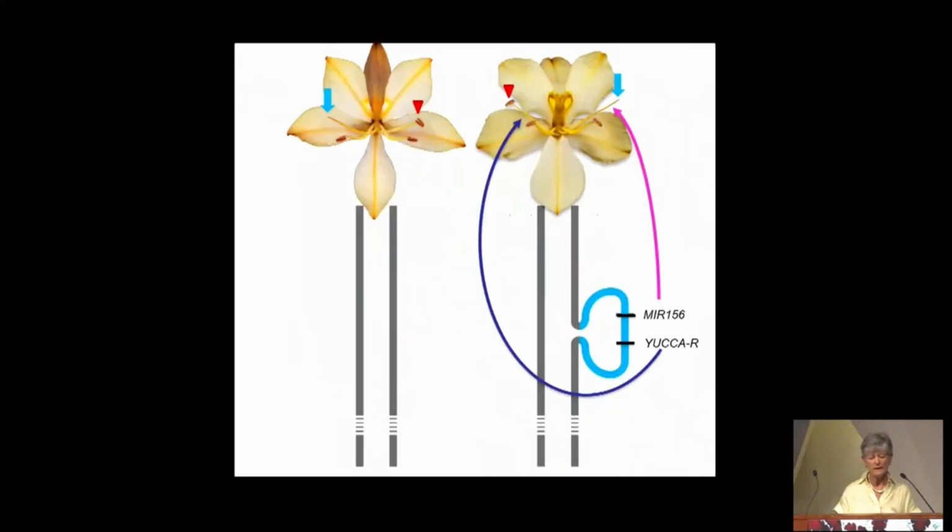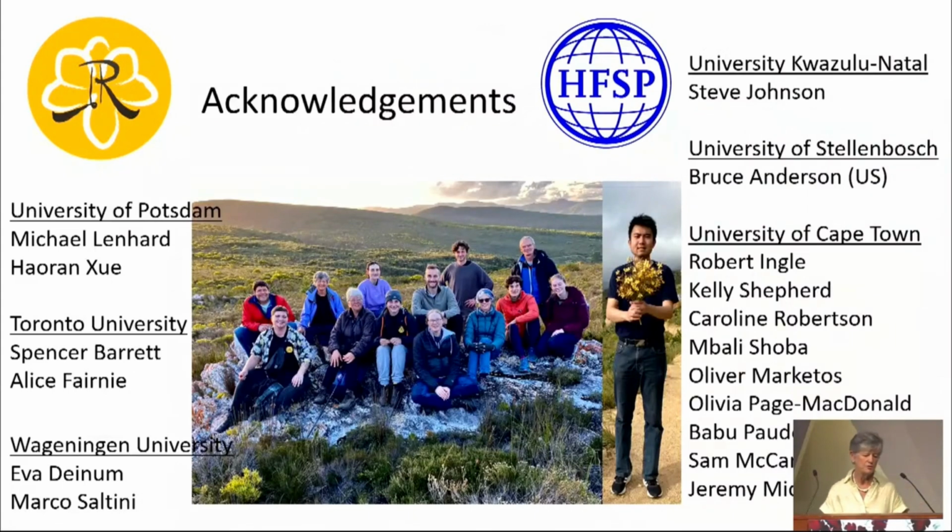So that's our model. YACA-R is important for development of the stamen, MER156 for deflecting the style to the right. How that is linked to the gravitropic response and to the cortical microtubules, that's our next challenge, to make that link. And then just to finish off, it's been a huge group and it's been a lot of fun.